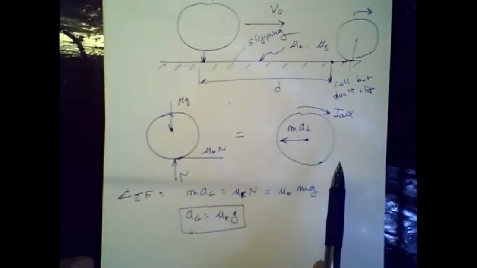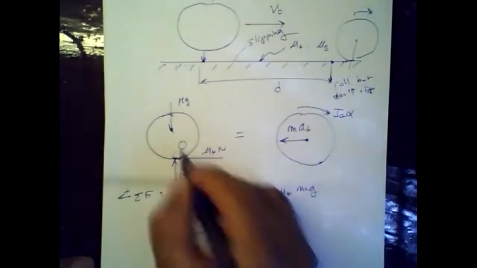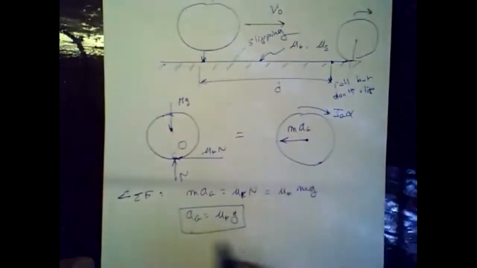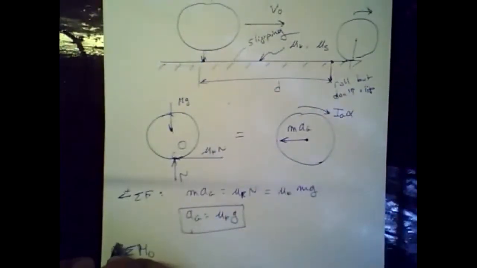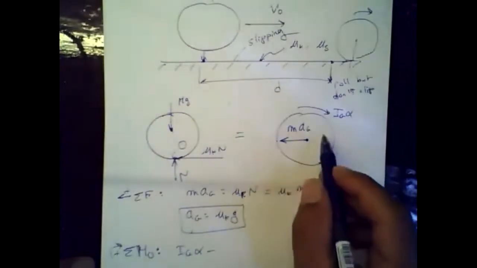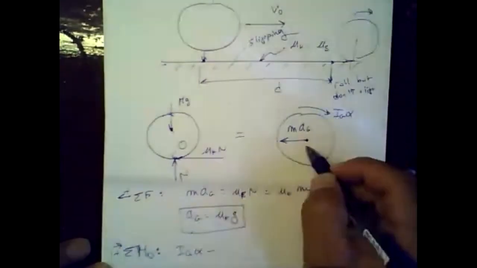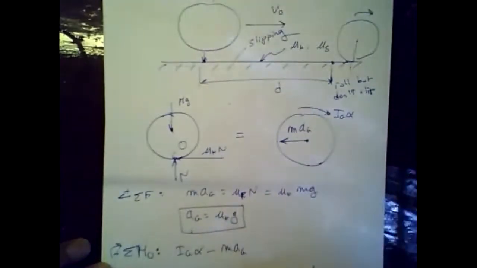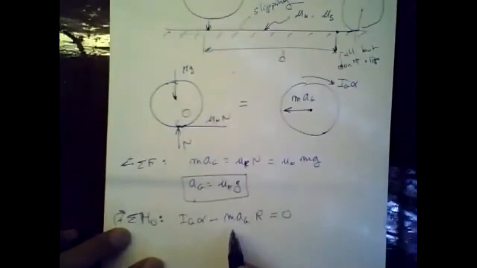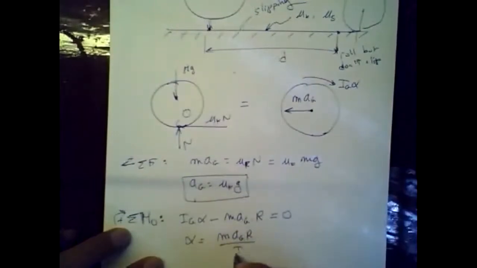Now, what is alpha? How can I find alpha? I think the easiest way would be to sum the moments about point O, and then I can relate a_G with alpha. So if I sum the moments about O, I'm going to end up with I_G alpha minus, if m a_G is in that direction, so this one is positive and this one is negative, minus m a_G multiplied by R, the radius, equal to 0. Now I know a_G, so I can solve for alpha. Alpha is going to be equal to m a_G R over I, and a_G is equal to mu k times g. So alpha is m mu k g R over I. Is that clear, guys?